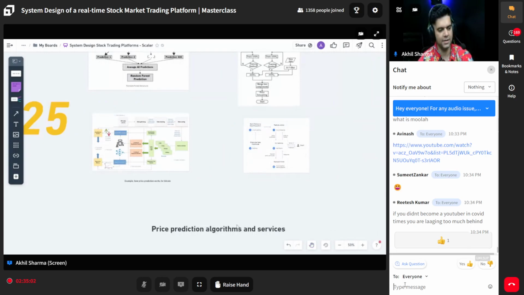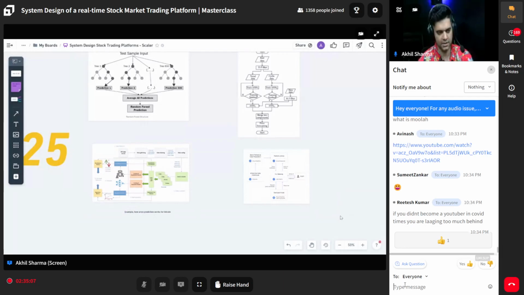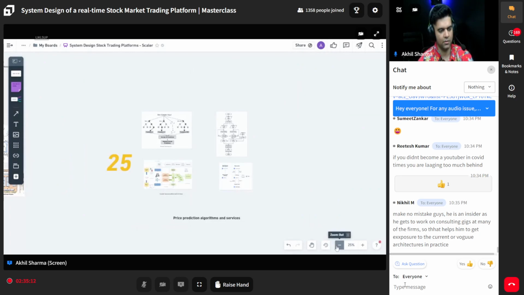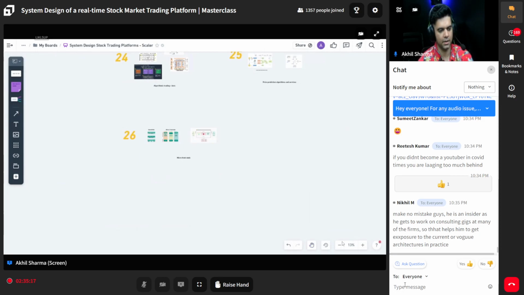How do price prediction algorithm services work? Do the system design. We have all of that here, guys. All of that is available to you. This is how price prediction algorithms and services work. We just have this diagram here because we want to be able to utilize that in our final system design.